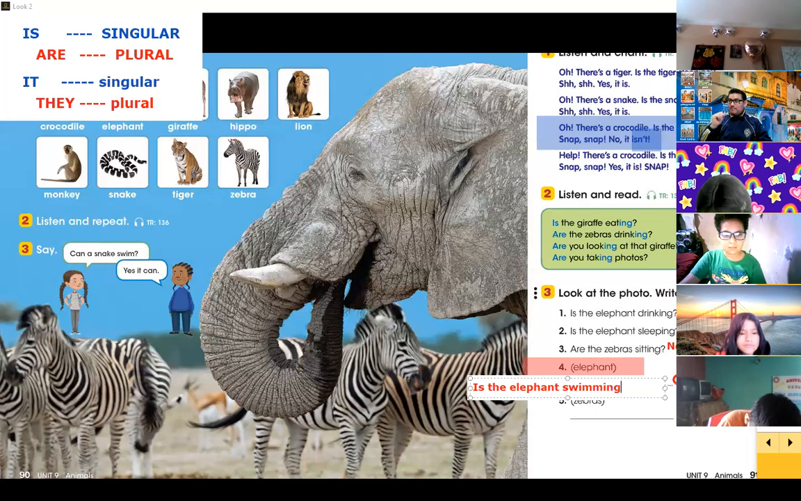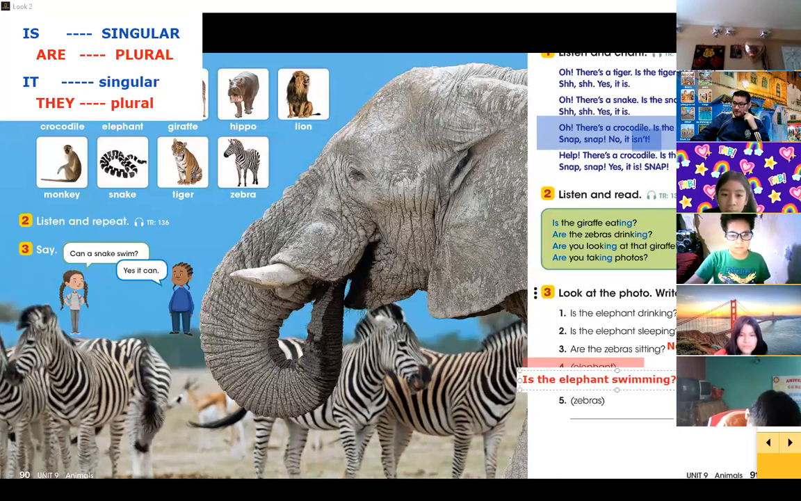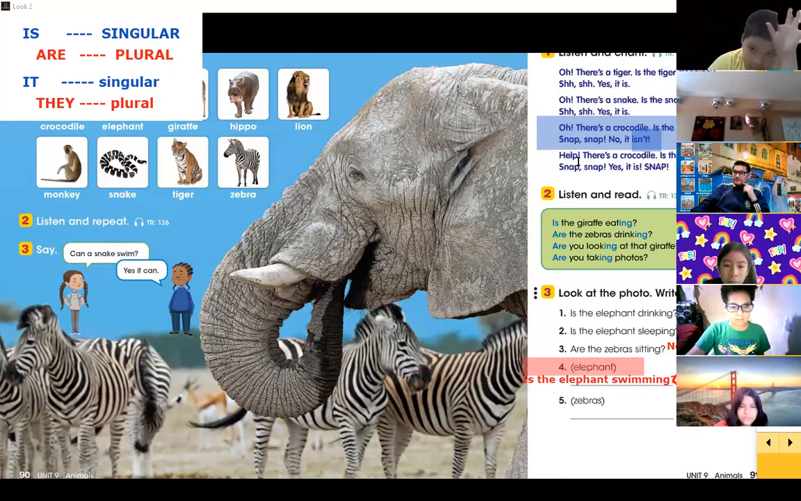Is the elephant sleeping, sitting, eating, drinking, looking, taking, swimming, ¿ya? Is the elephant swimming? Recuerda que esto es para describir acciones que están sucediendo, ¿no? O sea, en ese momento, ¿está el elephant swimming? Ok, that's right, Kiara Cruz. Entonces, ¿cuál será el answer que obtenemos para esta question? Definitely we have here, no, it isn't, right?